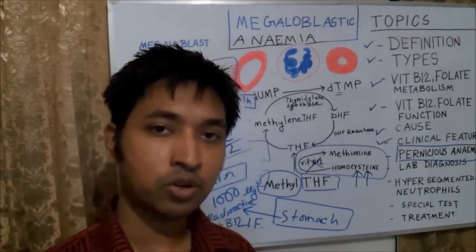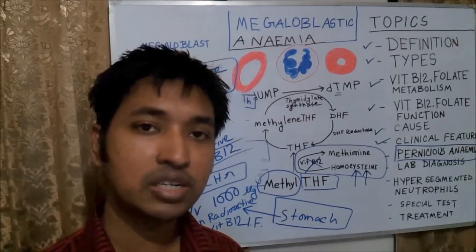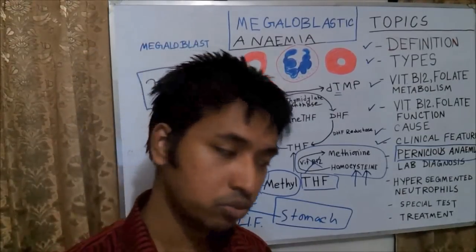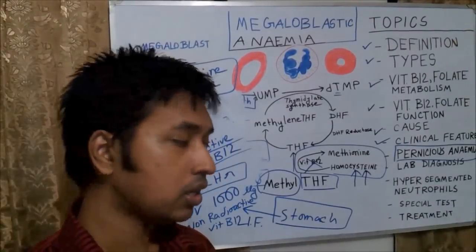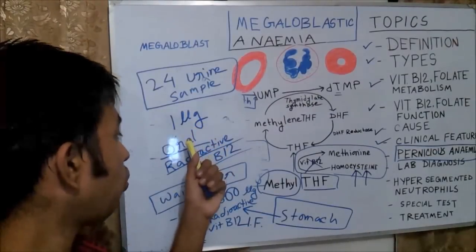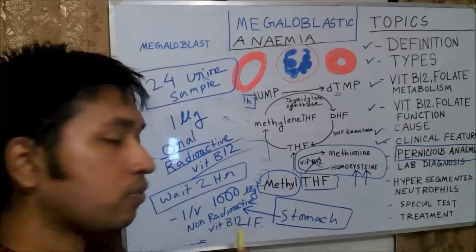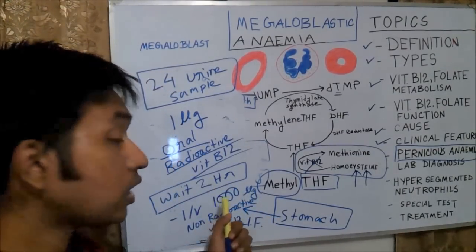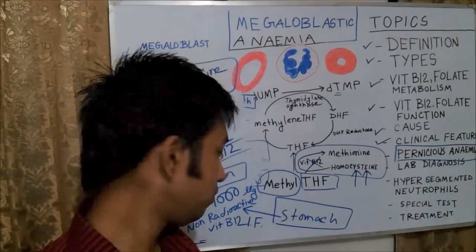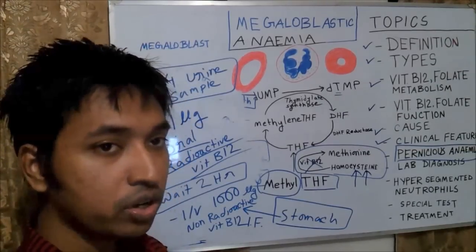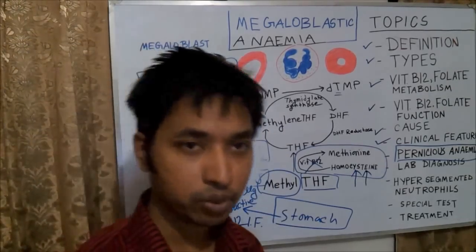This is a test we perform to determine the cause of vitamin B12 deficiency, either due to inadequate intake or inadequate absorption. The procedure is we ask the patient to come after fasting. Then we give him 1 microgram oral radioactively labeled vitamin B12 and wait for 2 hours. After 2 hours, we give the patient 1000 microgram intravenous non-radioactive vitamin B12. And then we measure the amount of radioactive vitamin B12 in a 24 hours urine sample.